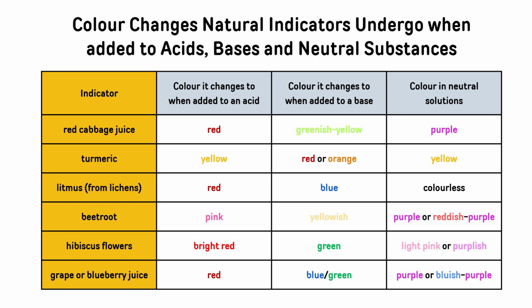The juice of hibiscus flowers turns bright red when an acid is added to it, and green when a base is added to it. It stays light pink or purplish in color when it is added to a neutral solution. Grape or blueberry juice turns red when an acid is added to it, and blue or green when a base is added to it. It stays purple or bluish purple in neutral solutions. Please note that in neutral solutions, because they are neither acidic nor basic, these are the original colors of the solution of the natural indicators.